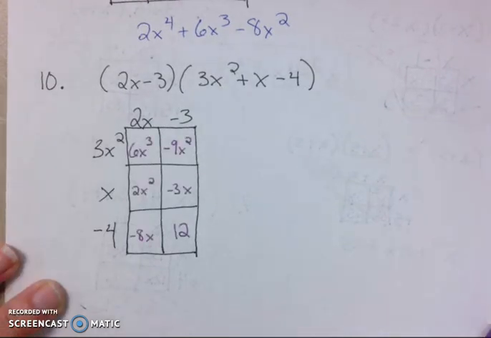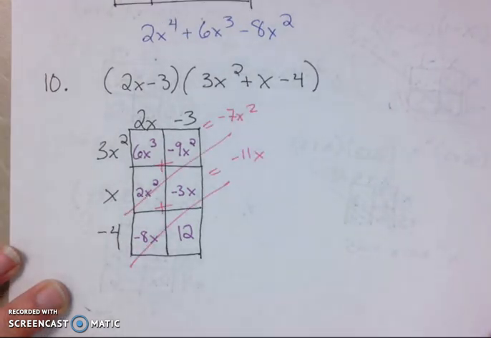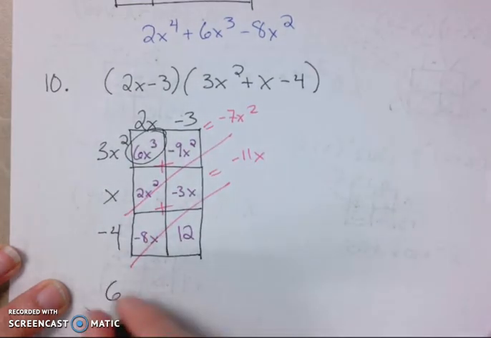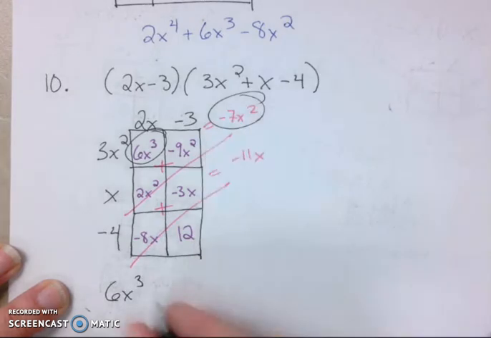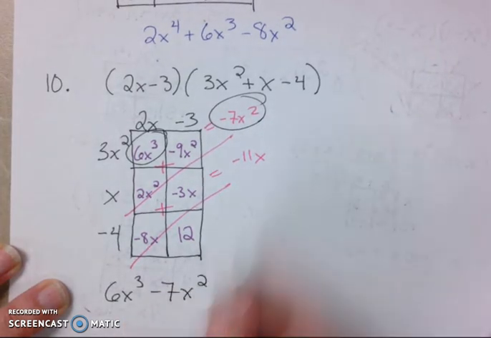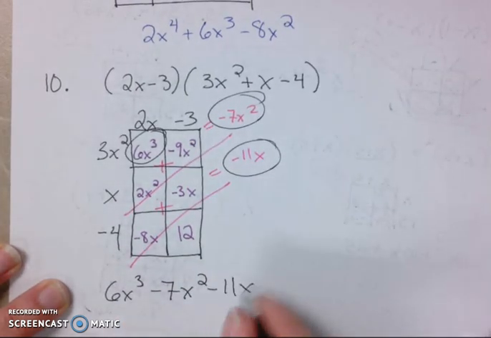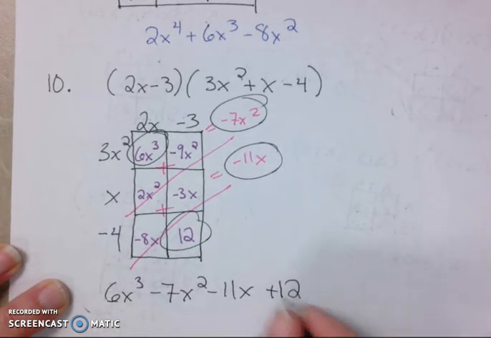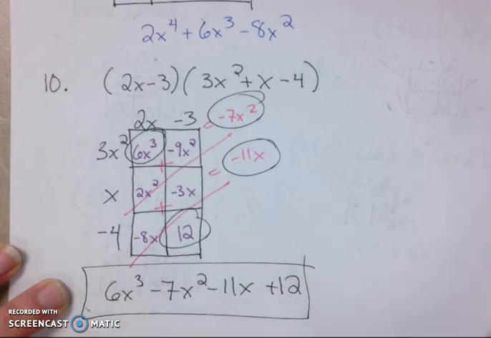Okay, check your math. I multiplied everything. Did you get the same numbers in your box? Look for like terms and combine them. Here's what you get when you combine like terms. Watch out with those negatives. So your answer. These are all unlike terms. Oops, that's a 12. There it is. If you got this, you are doing awesome.